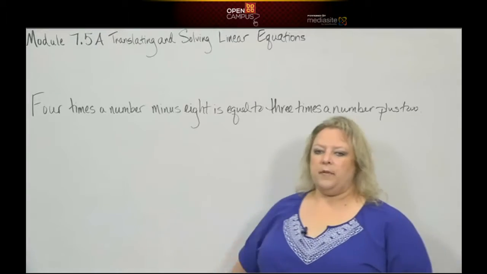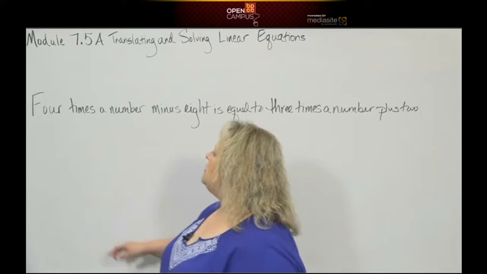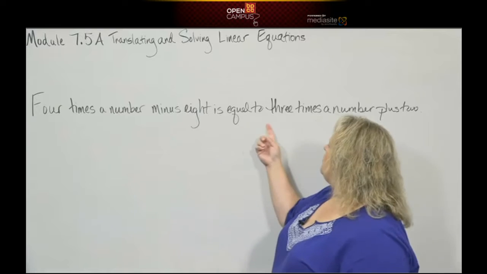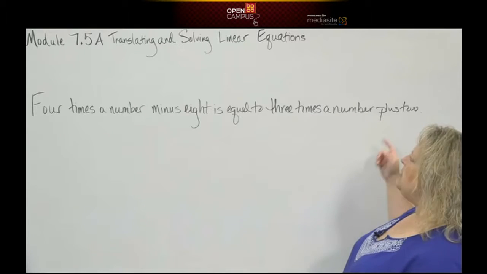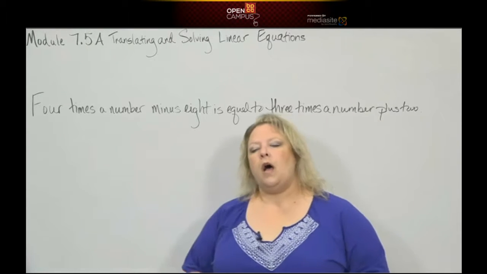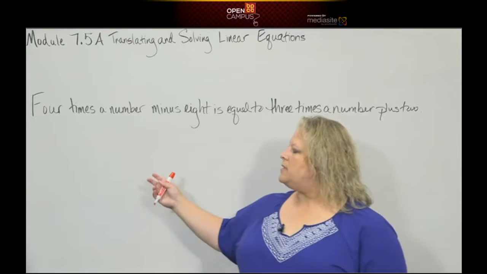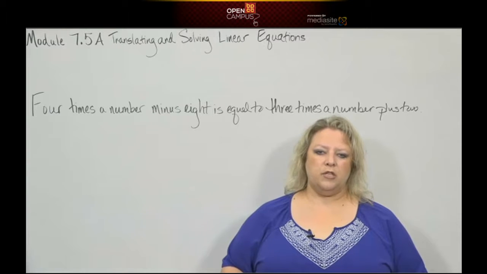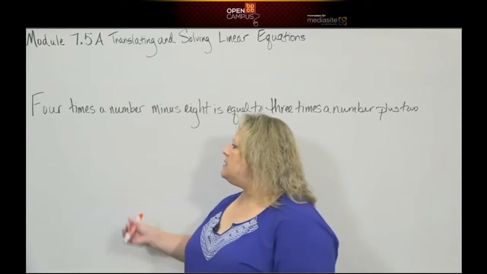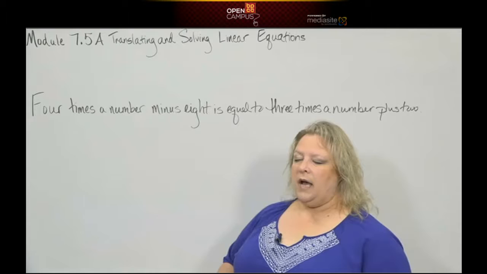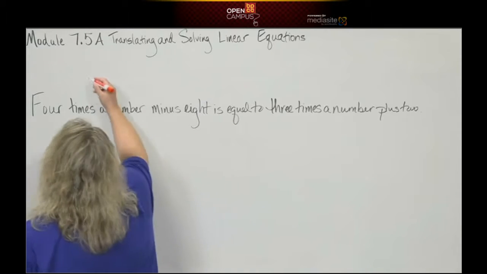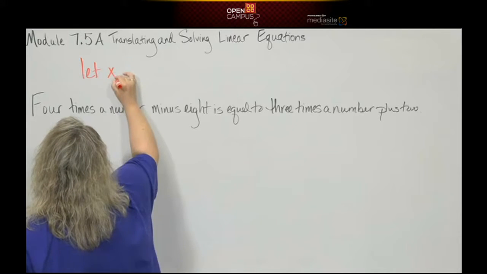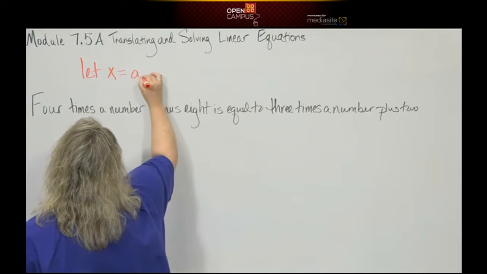For our first application problem, let's read what it says. 4 times a number minus 8 is equal to 3 times a number plus 2. On the previous slide, what I said was make sure that you identify whatever variable you want to use in your let statements and let it represent a number. Now I'm going to use the letter X, so I'm going to say let X equal a number.